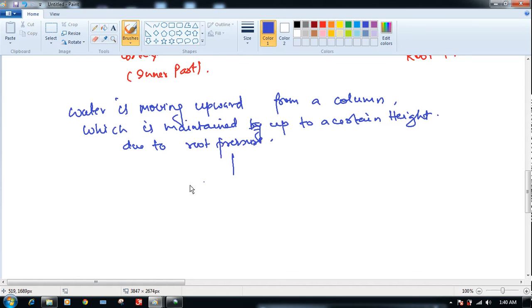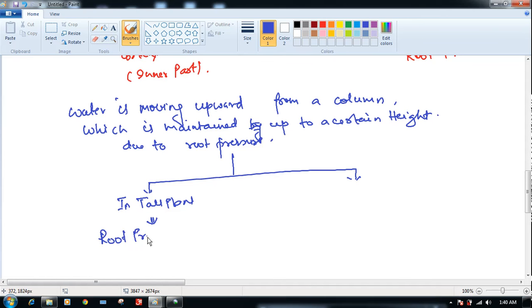Now if you see this situation in a tall plant, then root pressure is not sufficient to provide water to each and every part of the plant body. But if we see in small plants, root pressure is sufficient to provide water to each and every part of the plant.